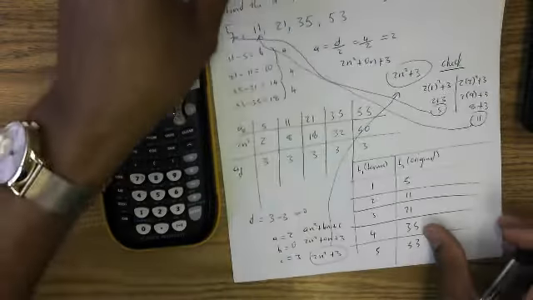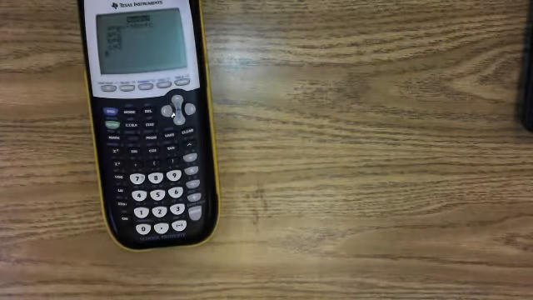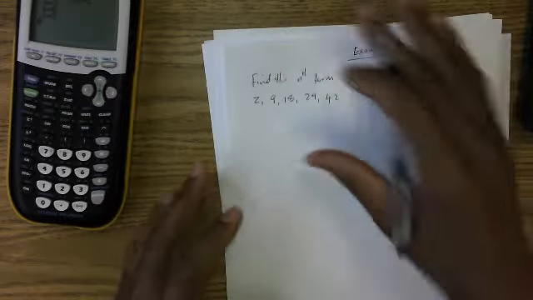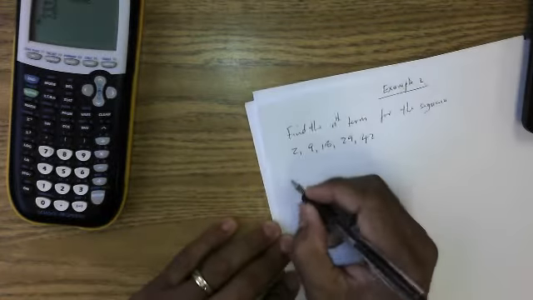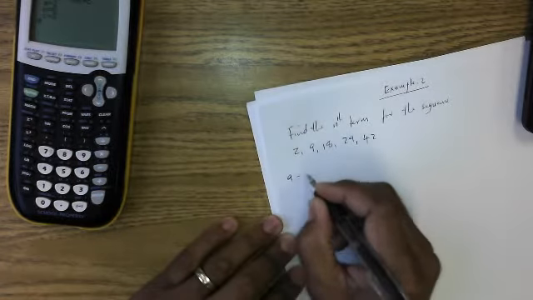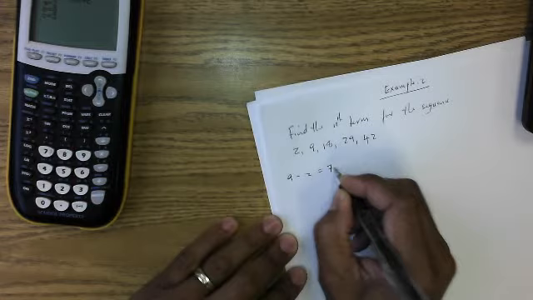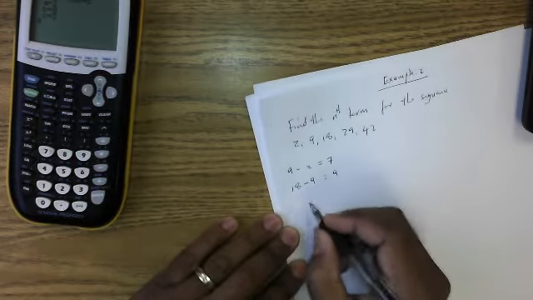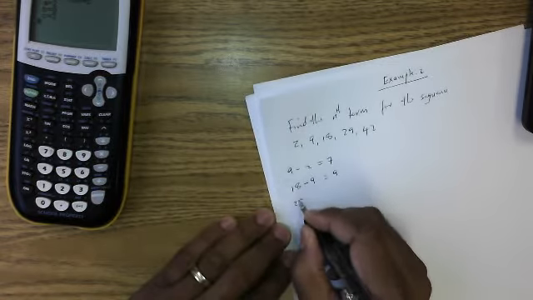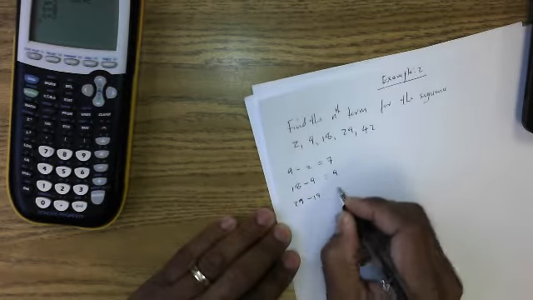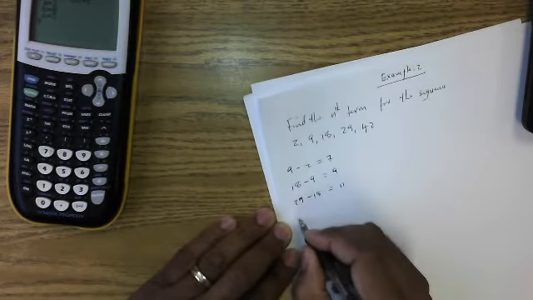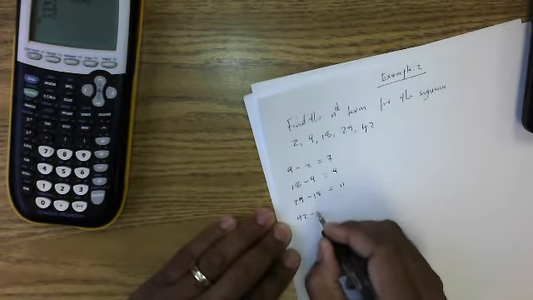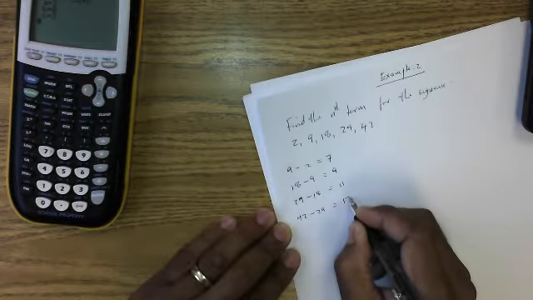Okay? Good. Now let's look at a second example quickly, and we'll go through this one far more quickly for the sake of time. Okay? So again, this would be 9 minus 2, which is 7. It would be 18 minus 9, which is 9. And then 29 minus 18, and that is 11.